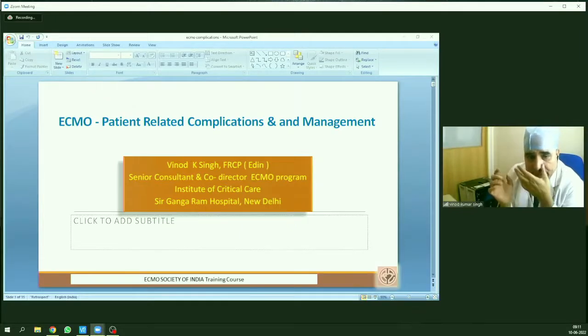So, for understanding, it is better to divide these complications into these three parts. And what I am going to focus on today is patient-related complications. Although it is quite possible that cannulation can lead to patient-related complications, or a technical problem can lead to patient-related complications. So let us discuss. We know that the ECMO can be a VV ECMO and can be a VA ECMO.